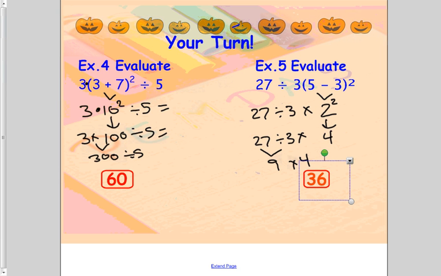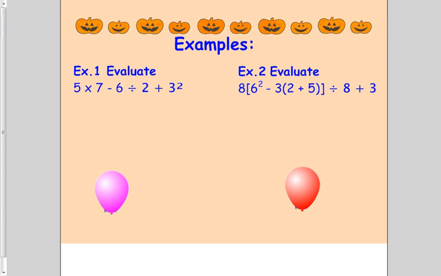All right, one more set of practice, and then you're going to practice on your own. Try these 2 problems. This is our gold level. These get a little bit trickier. Try it and then pause to see my answer, or unpause to see my answer. All right, I'm going to pop these balloons, see if your answer matches mine. First one is 41, and the second one is 18.